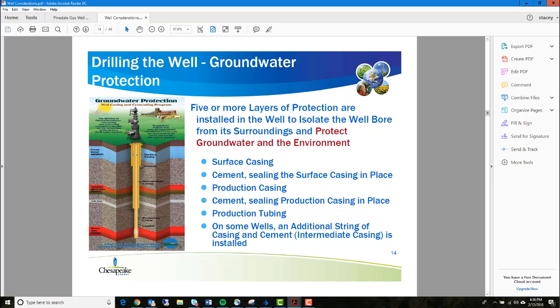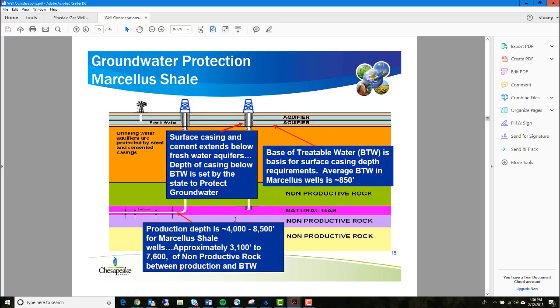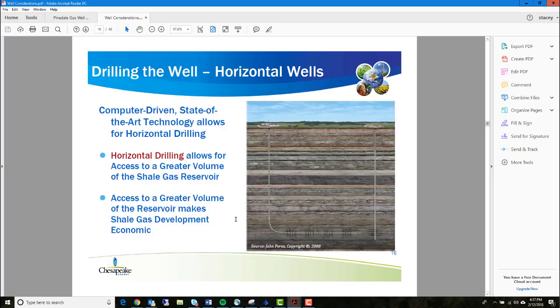The question could be, if you have any failures in the casings, where you have typically pipe and concrete, can natural gas seep up along this way and get into that? Yes, it can. So that's a big concern that we have. Groundwater protections talk about how they try to go through and protect it.